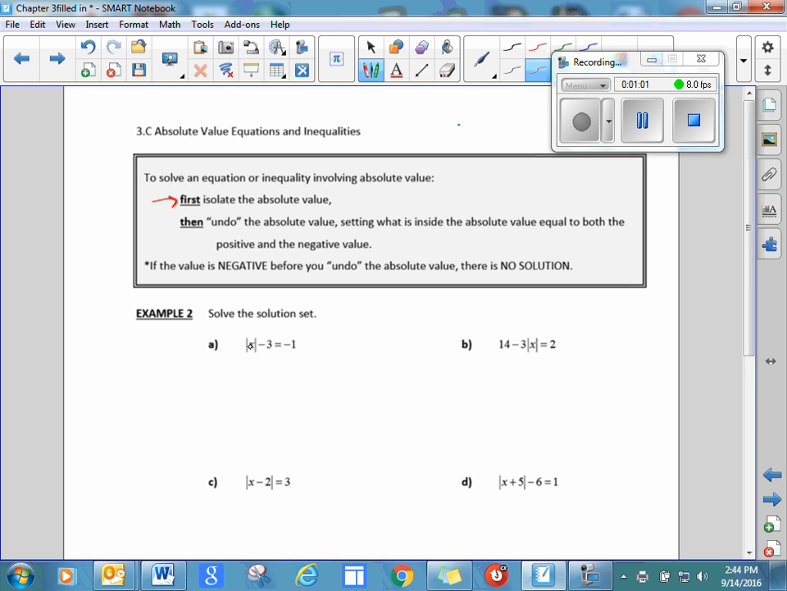We need to get the absolute value symbol by himself. He's not by himself. I'm going to add 3 to both sides. Now I've got the absolute value of x equaling 2. That's all well and good.